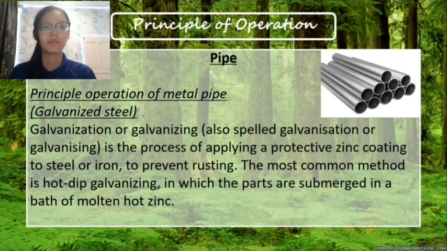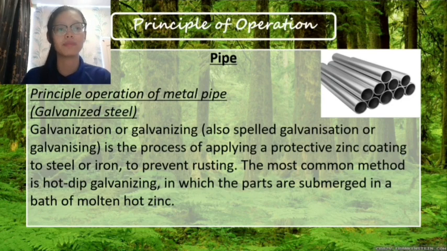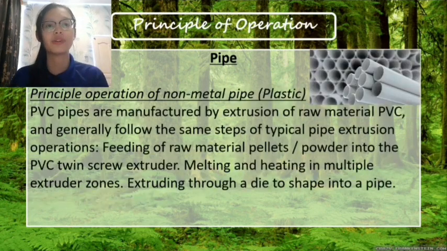Principal operation of pipe. There are two types of pipe, one of them is metal and the other non-metal. Principal operation of metal pipe, for galvanized steel. Galvanization or galvanizing is the process of applying a protective zinc coating to steel or iron to prevent rusting. The most common method is hot dip galvanizing, in which the parts are submerged in a bath of molten hot zinc. The principal operation of non-metal pipe, for plastic.